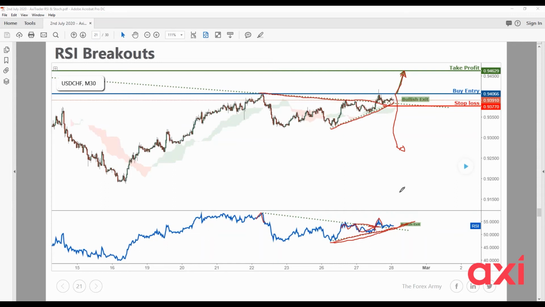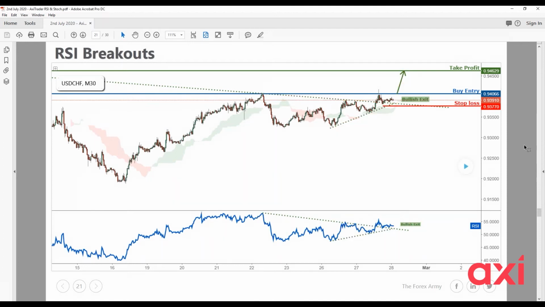a real shift in momentum, meaning that if price does close above this level, we can look to play the move all the way up to here. So that is how an RSI breakout works. It's a little bit different from what I'm sharing with you because you need to look at a couple of different things, but don't just trade it alone, combine it with different forms of analysis.